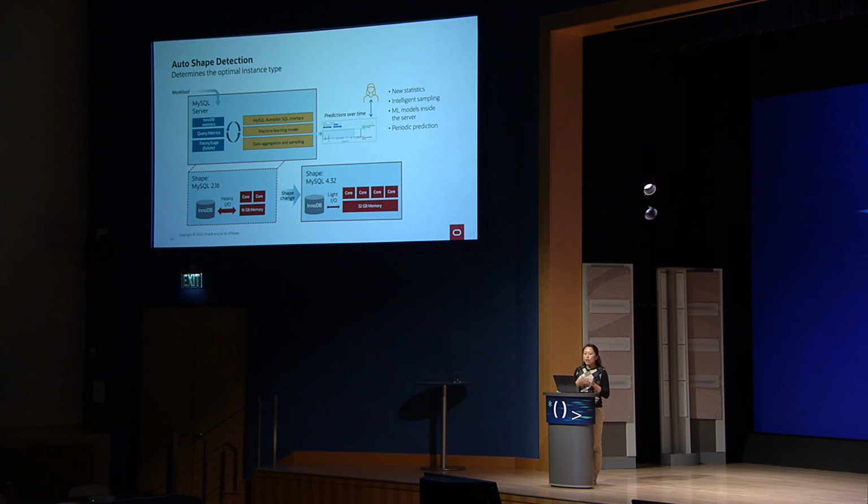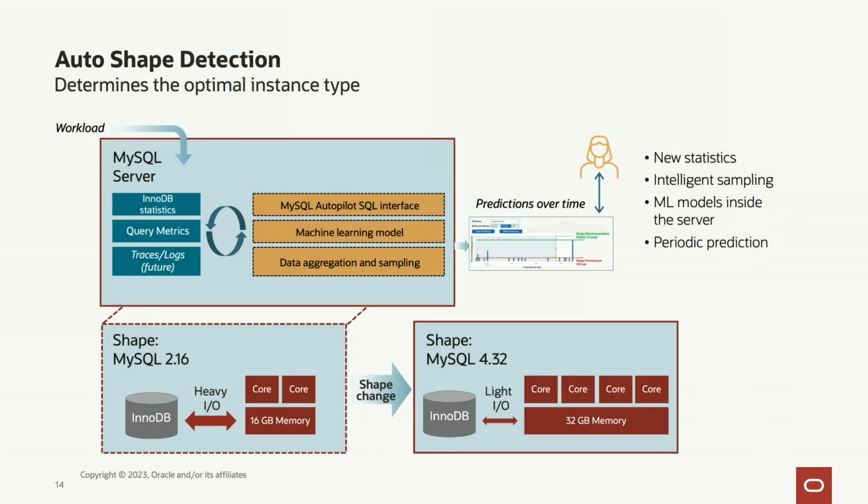So what we introduced here is the auto shape detection. At the back end, we collect the statistics from MySQL execution, the query metrics, and all the information from MySQL. And then we have an advanced machine learning model that predicts, based on the metrics that we collect, the memory buffer pool that is required for the workload that we have seen so far.